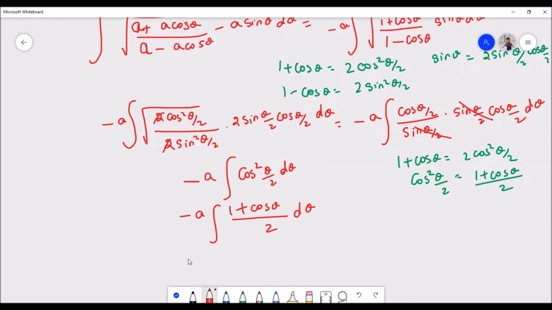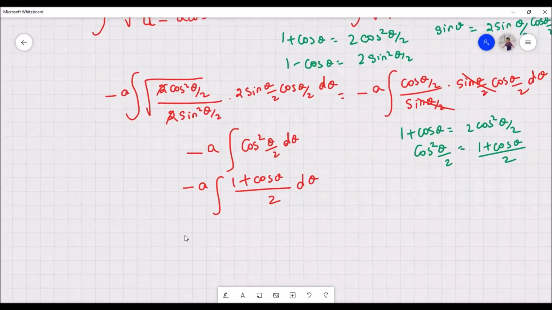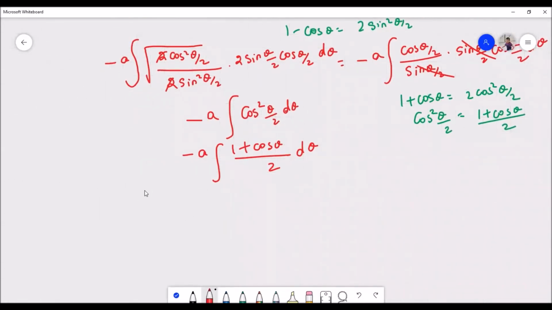We can split this integral. But before that, let me take the constant. Again, 2 can be taken outside. So let me take minus a, which is there already outside the integral, by 2. Now keep one bracket to show that two terms are there and a by 2 is common for both the terms. So integration of 1 into d theta plus integration of cos theta d theta. Now we can integrate both these terms. It has become very simple for us. So I close this bracket.